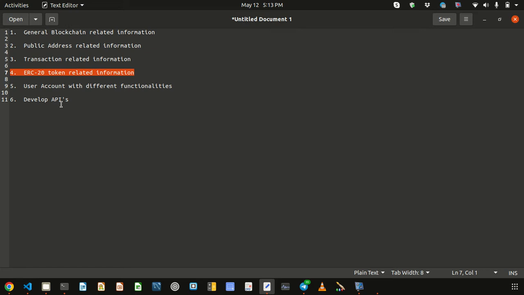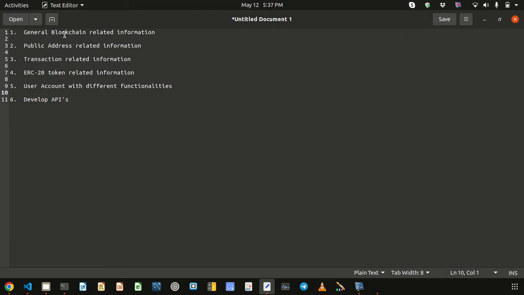If you have the address of a token that is deployed in the Ethereum blockchain, and if you want to get a lot of information about that token, you can get it from the Etherscan platform. The fifth category is the user account. So in Etherscan, you can create a user account and it gives you a lot of functionalities that I will be showing you. And the sixth functionality that is provided by this platform is the developer API. So you can get a developer API key and then you can integrate your platform with the Etherscan platform.